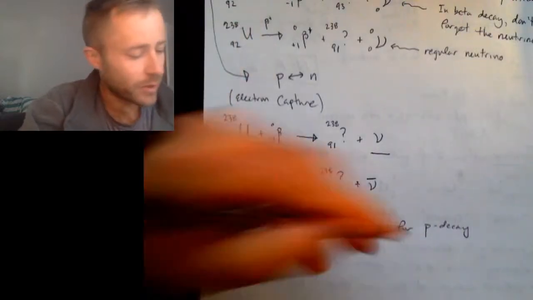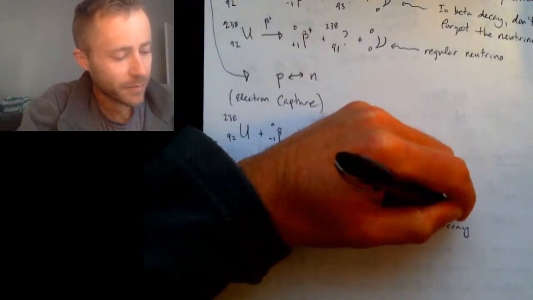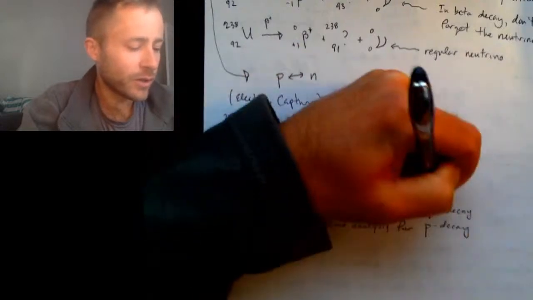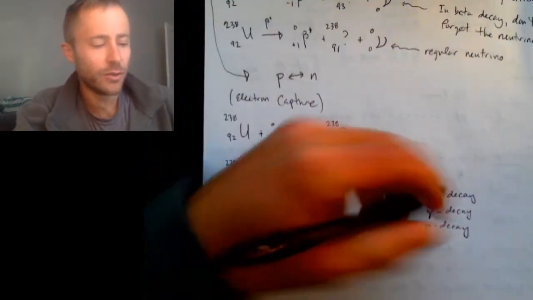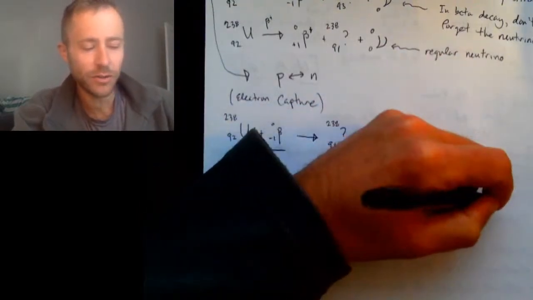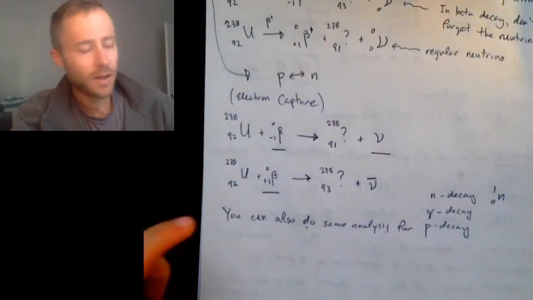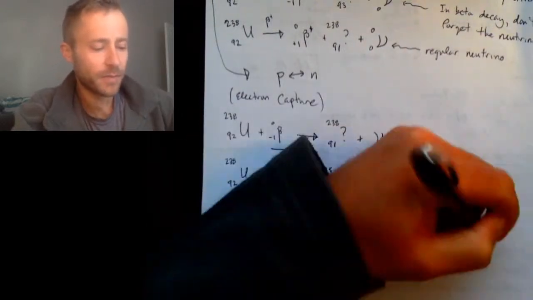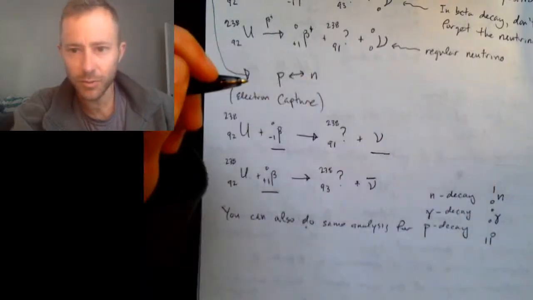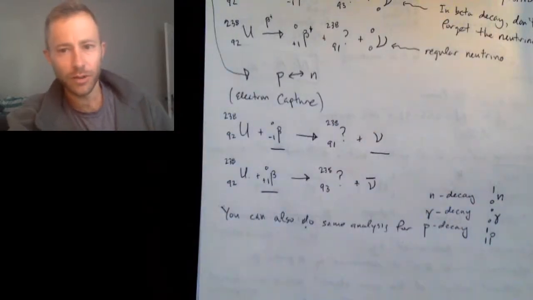These other ones don't. But proton decay, gamma decay, neutron decay. So what is a neutron? A neutron has no electric charge, and it has one mass. Okay? A gamma has no charge and no mass. A proton has a charge of 1 because it is a proton, and then a mass of 1. So you can balance reactions with neutrons, gammas, and protons as well.